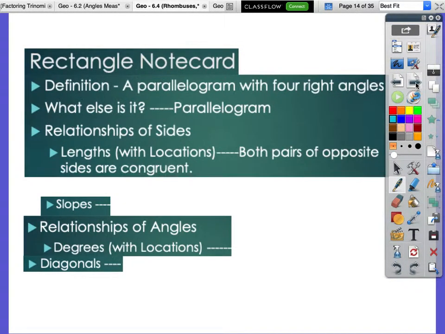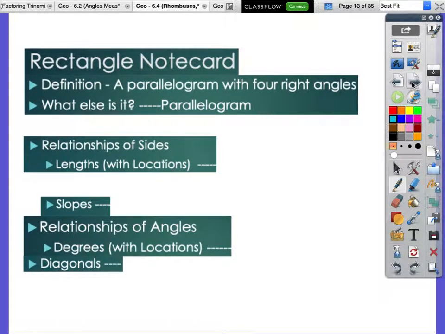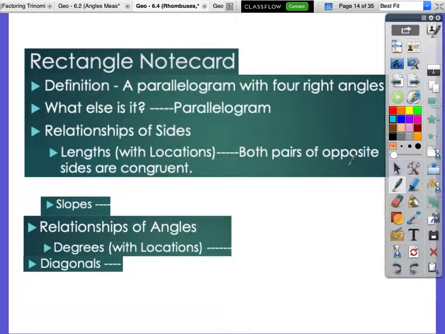Okay. That brings me to the relationships of sides. What do we know about the relationships of sides? Both pairs of opposite sides are congruent. Awesome. Both pairs of opposite sides are congruent.